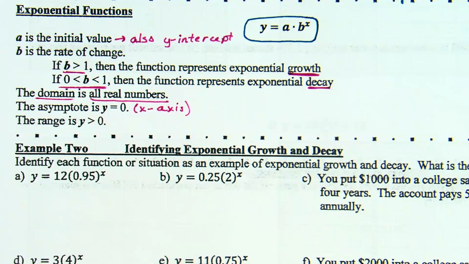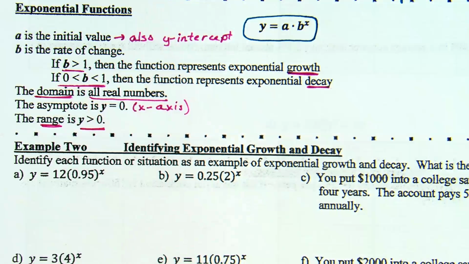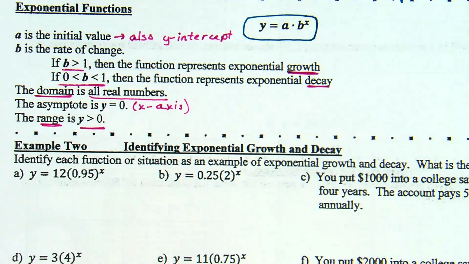And the range. Well, what do you know about all these graphs? They were all above the x-axis, right? What kind of y values are above the x-axis? Positive y values. Or in other words, y greater than 0. Okay?